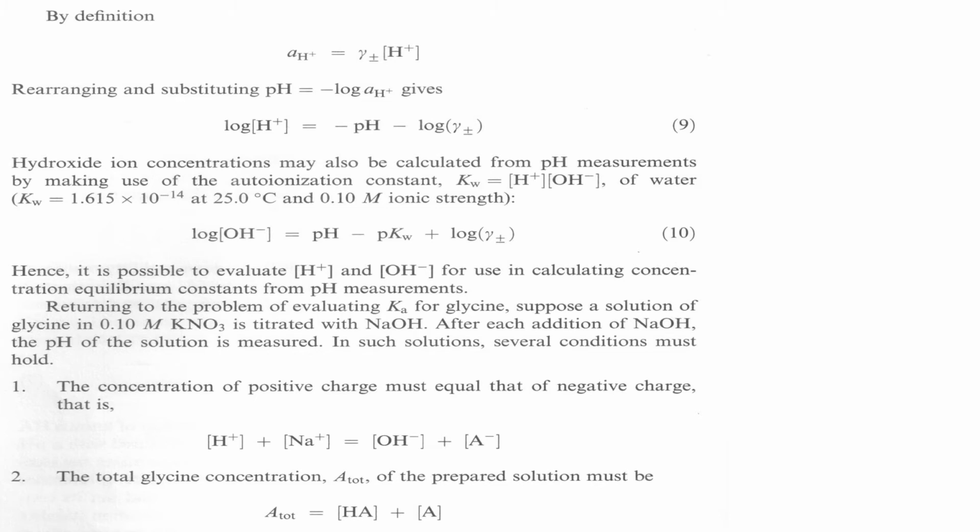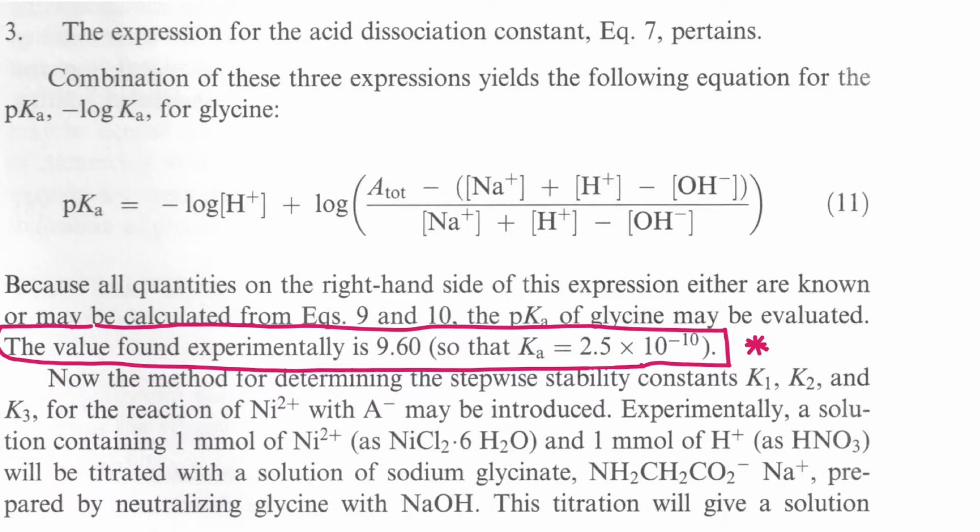Then the material balance, point number two: the total glycine we dissolved in solution, A total, equals HA, which is protonated glycine, and A minus. So the total glycine will be in solution in two forms, HA plus A minus. This is what we call the material balance. So we have charge balance and material balance.